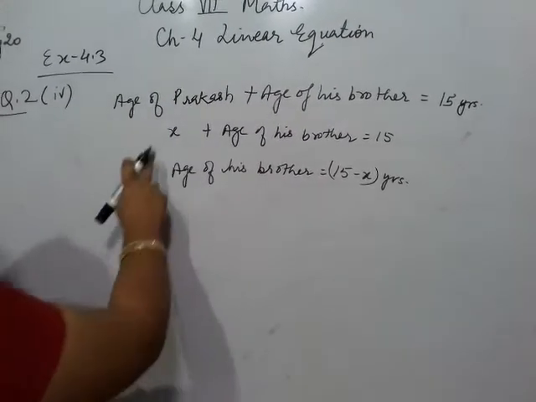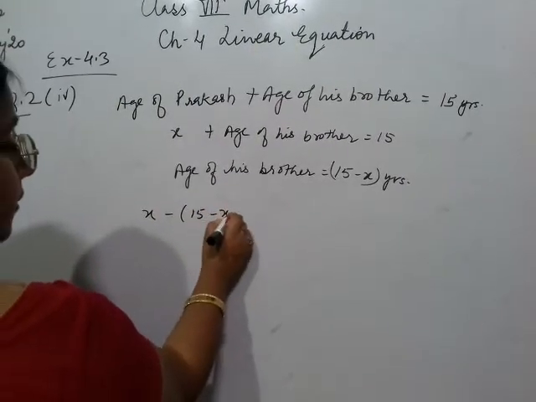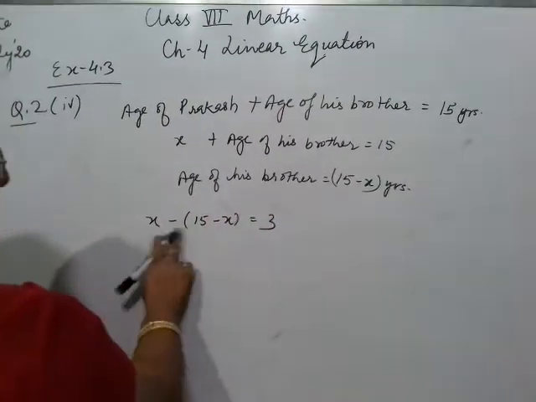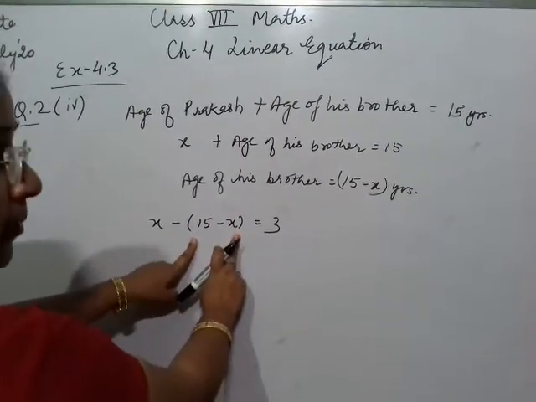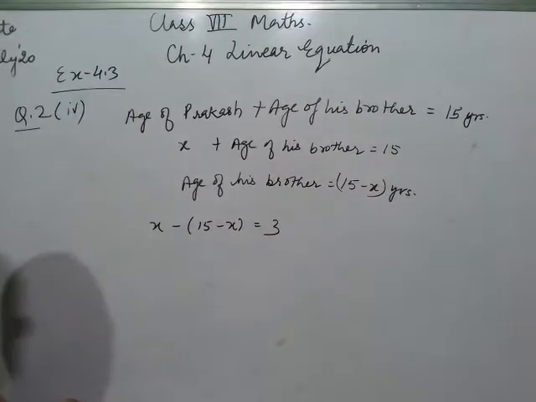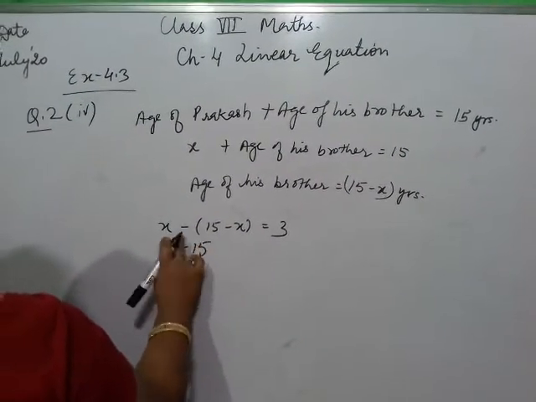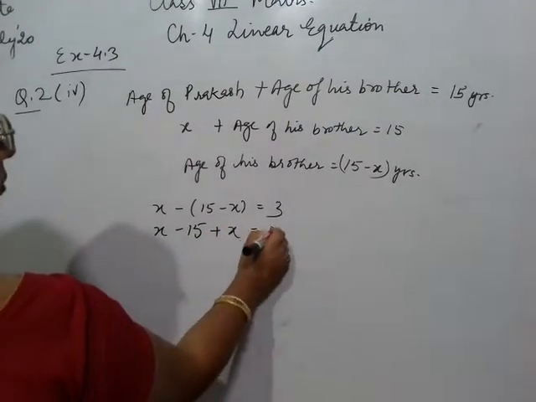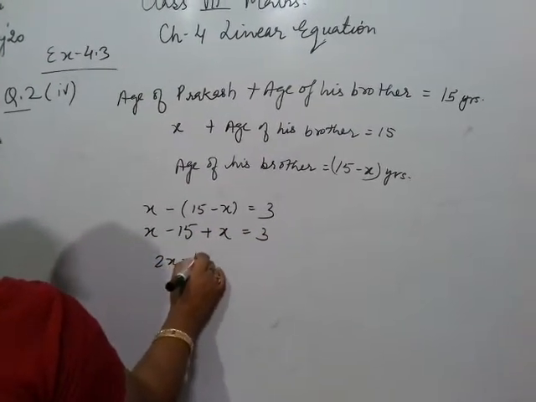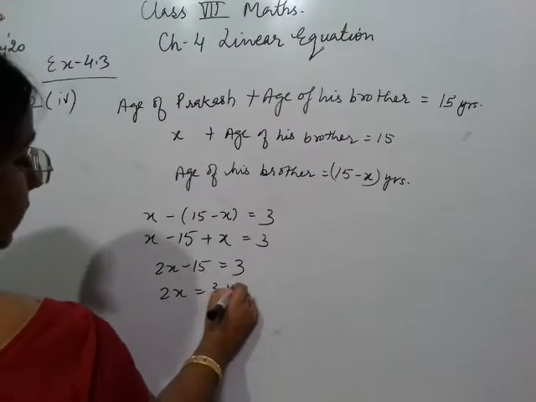Okay. Now x minus (15 minus x) is equal to 3. This is the difference between their ages. Age of Prakash minus age of his brother is equal to 3. Find their ages. Just solve this simple equation. Minus 15, then minus and minus will be plus, equal to 3. 2x minus 15 is equal to 3. 2x is equal to 3 plus 15.